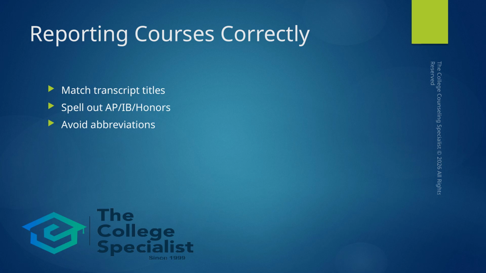It also ensures colleges understand the rigor of your schedule. For example, Physics and AP Physics 1 communicate very different levels of challenge. If your school uses unique course names, keep them exactly as written. Admissions officers are trained to interpret them using your school profile. The goal is clarity. When your course list is clean, accurate, and aligned with your transcript, it strengthens your academic narrative and helps colleges evaluate your preparation for college-level work.